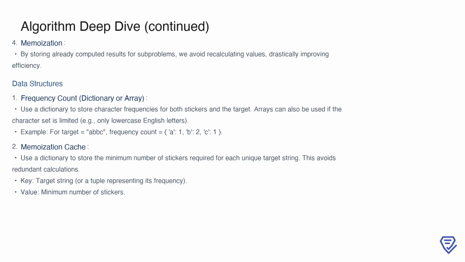The key in this dictionary could be the target string itself or, for better efficiency, a tuple representing the frequency of its characters. Alongside memoization, we rely on frequency counts to track the number of each character present in both the stickers and the target. This can be achieved using dictionaries or arrays, depending on the character set. For instance, if the target is abc, we can represent it as a frequency count of A1, B2, C1. This representation is fundamental for both calculating contributions and updating the target during recursion.